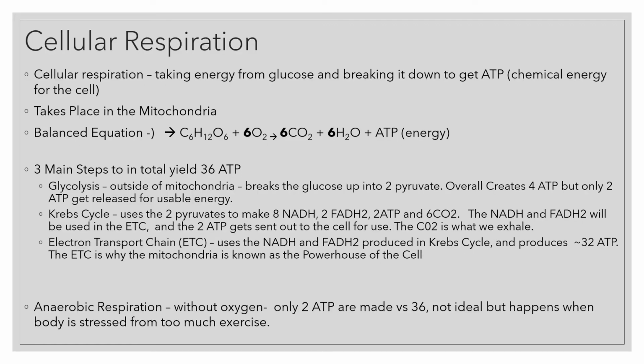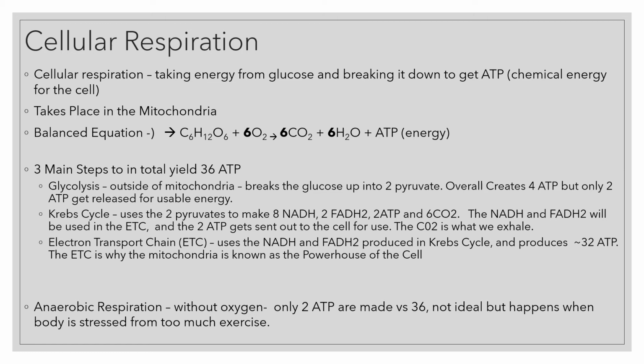So once we have sugar, plants go through cellular respiration. Or once animals or consumers eat sugar, they also go through cellular respiration. And cellular respiration is taking energy from glucose or sugar and breaking it down to get ATP, adenosine triphosphate, which is a chemical energy for the cell. And this takes place in the mitochondria. Both plants and animals have mitochondria, but only plants have chloroplasts.